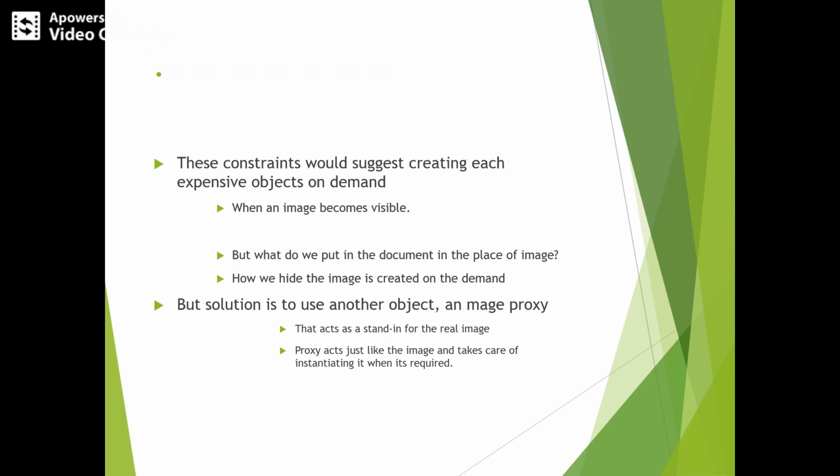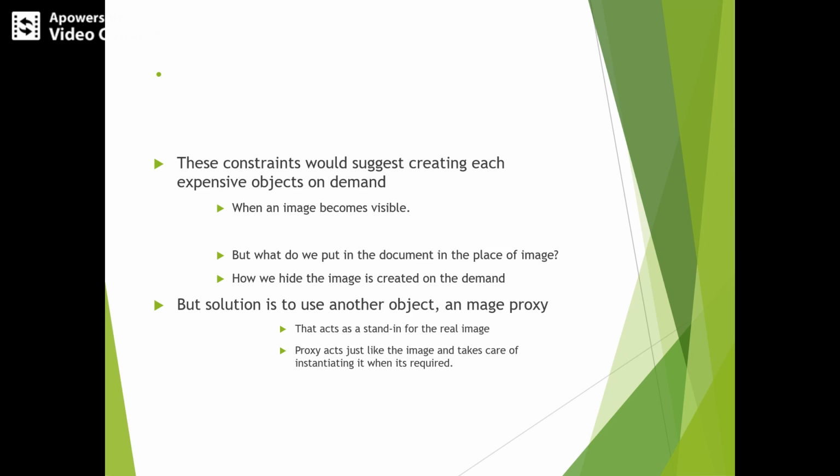So here these constraints would suggest creating each expensive object on demand. When an image becomes visible, we had seen that in the previous videos. What are the drawbacks of that? Why do we need this proxy design pattern?